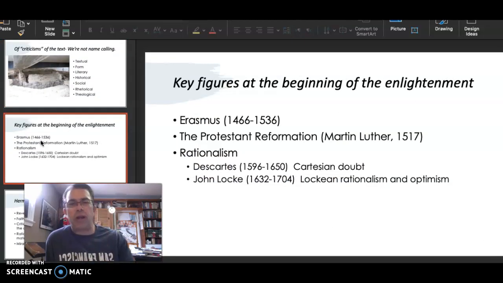So there are key figures. Now we're going to start talking about the quest of the historical Jesus and how this starts in earnest. At the beginning of the Enlightenment, our story picks up. Of course, it doesn't only pick up here. There are people like Augustine and Aquinas who deal with the biblical text, along with a lot of other people like Origen and the fathers of the church and the mothers of the church.